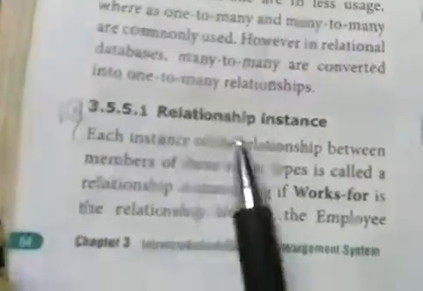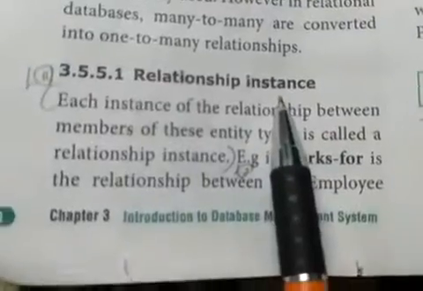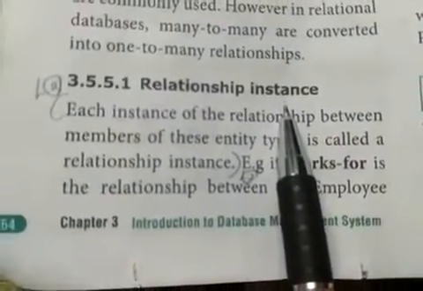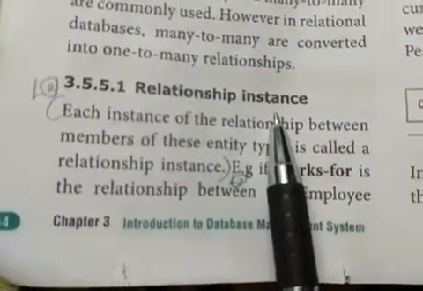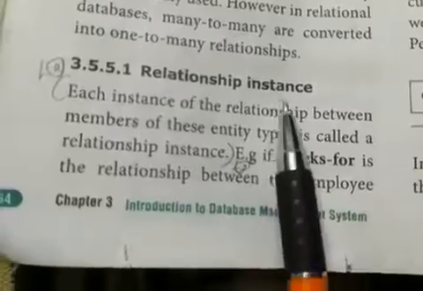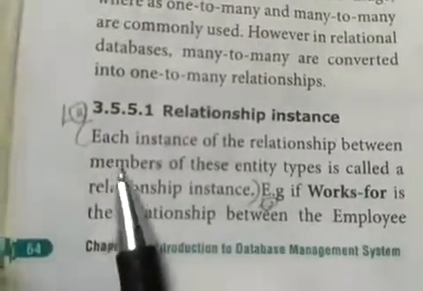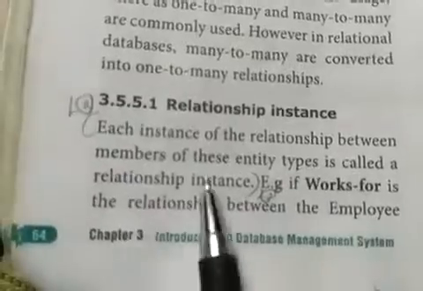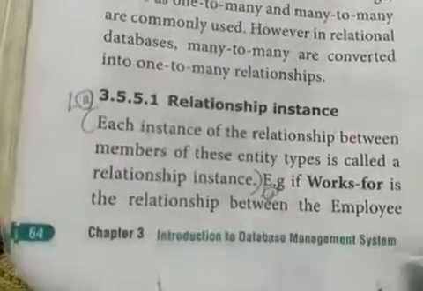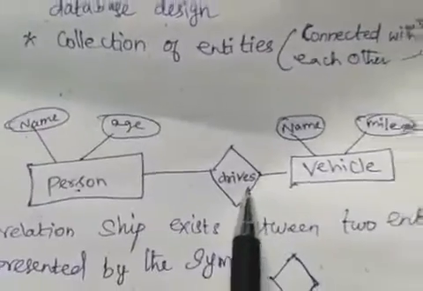Then the next topic is relationship instance. Already we have seen about instance. What is an instance? It's a value that is stored in a table or database. So here each instance of the relationship between the members of these entity types is called a relationship instance.